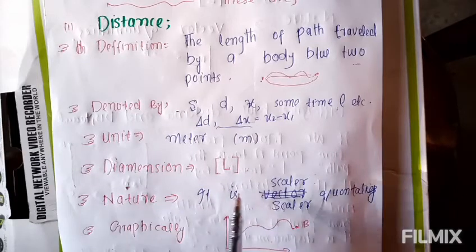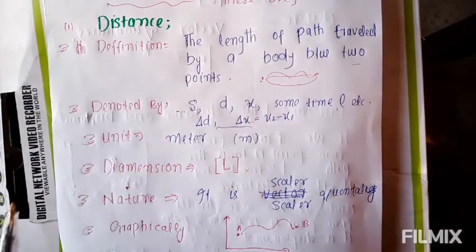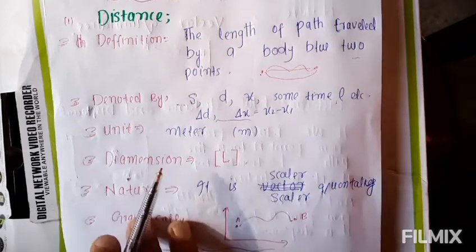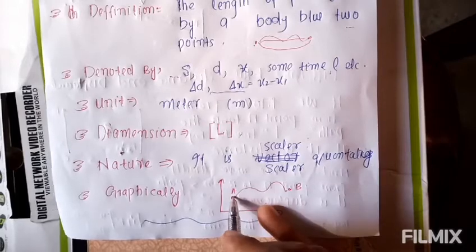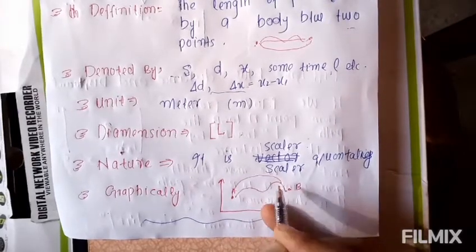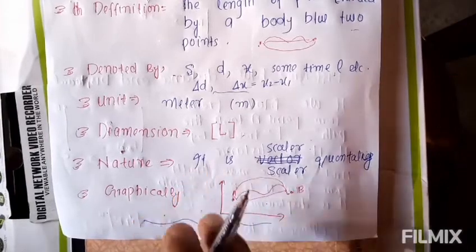Nature: it is a scalar quantity because it may be in the x, y, z direction, in any direction. Graphically, we can denote this from this point to, also you can denote this, also you can go on this path, you also can go on this path to point B. This is the graphical denotation.